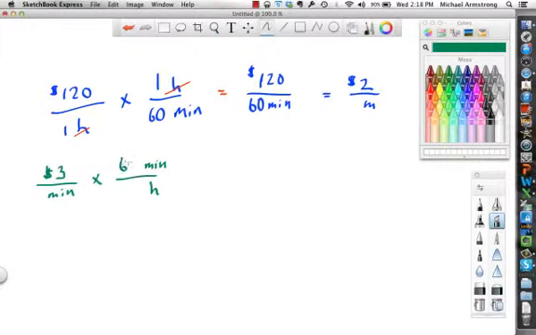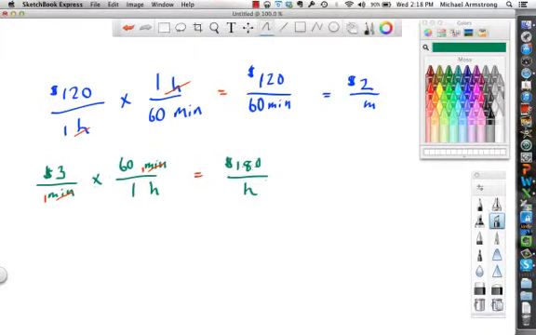So there's still 60 minutes in 1 hour. So I start with my minutes and hours because I'm going to want to cancel the minutes. That leaves me with 1 and 1. Okay, and then I put those together. This time, instead of dividing by 60, I end up multiplying by 60. 3 times 60 is 180, and I still have the dollars over 1 hour.